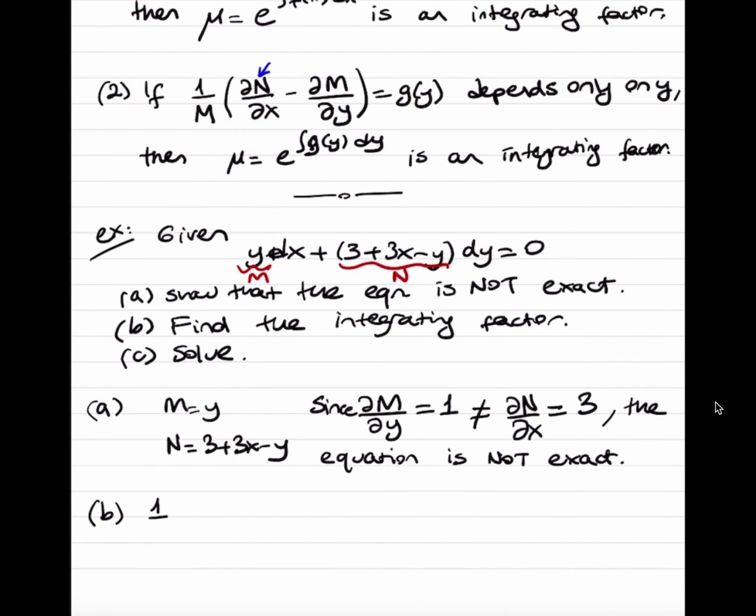So let's write 1 over N times del M over del y. I just look at their difference. Since I start with N, I will continue with M. So what is N? It is 3 plus 3x minus y, times 1 over M, and the difference is 1 minus 3.